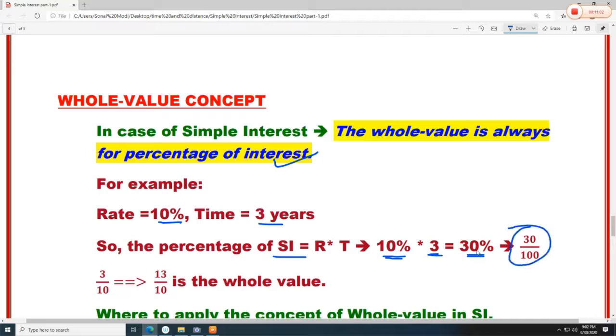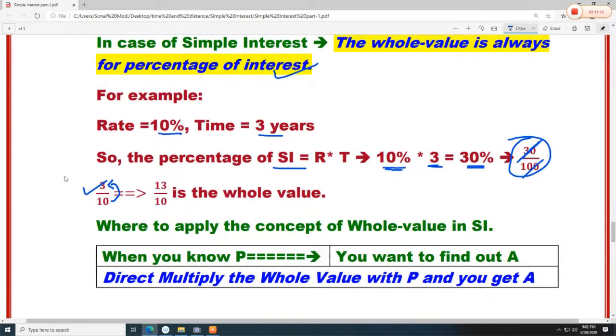30% means it is 30 over 100. So 0 cancels, 0 cancels. So it is 3 by 10. Now it is an interest that we are going to achieve. So 10 plus 3 is 13 divided by 10. So 13 divided by 10 is the whole value. Now in the whole value concept, sometimes the principal amount is given, and from the principal amount you have to find out the amount.